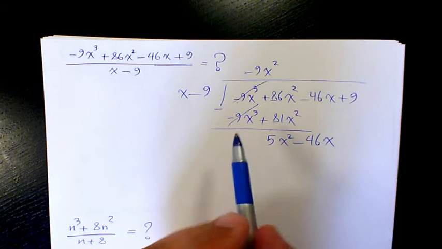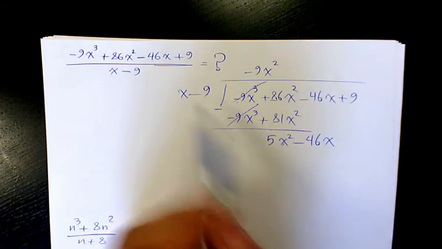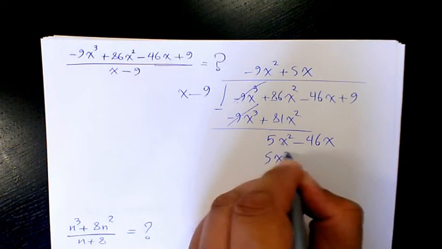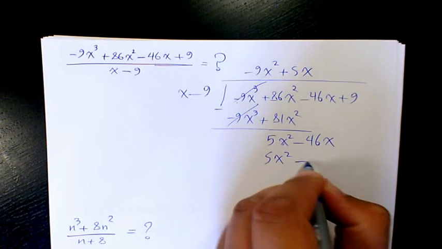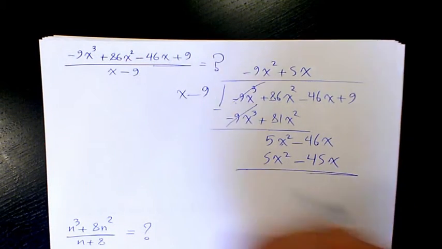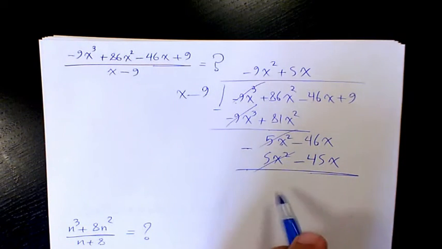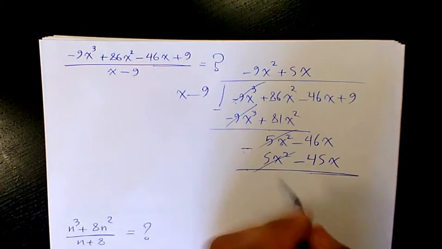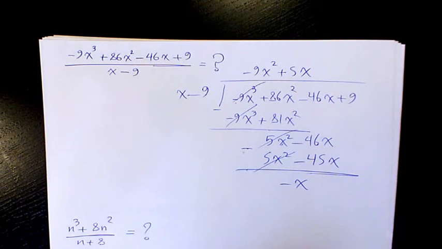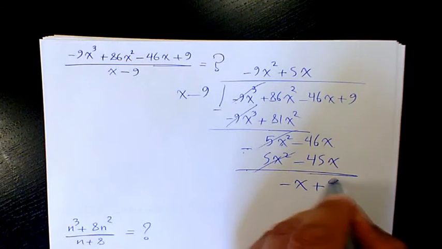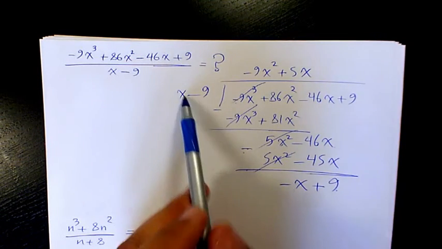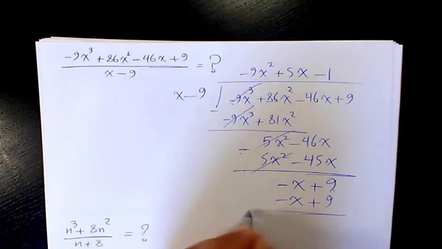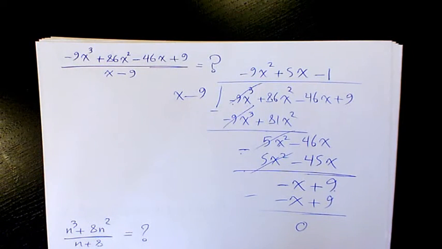Then what you need to do, you need to divide this by this. 5x squared divided by x is going to be 5x. 5x times x, 5x squared. 5x times negative 9 is going to be negative 45x. When you subtract it, these two cancel out. Negative 46x minus negative 45x is going to be negative x. Then you bring the last number down, plus 9. Negative x divided by x is going to be negative 1. Negative 1 times x, negative x. Negative 1 times negative 9 is going to be plus 9. When you subtract it, that's going to be 9.